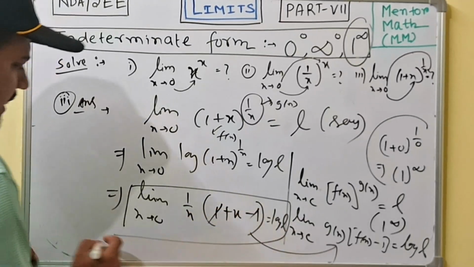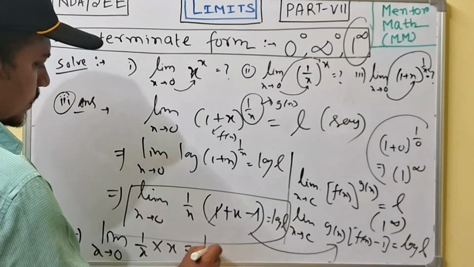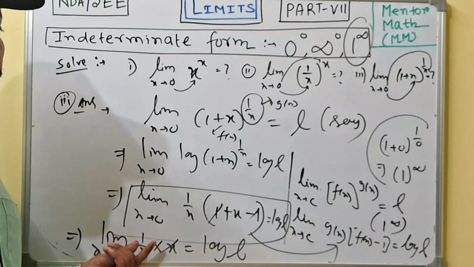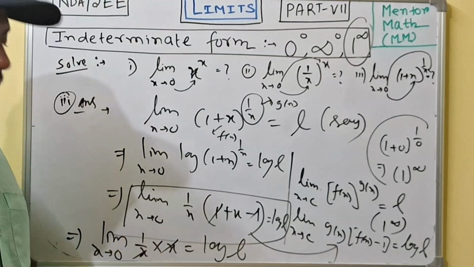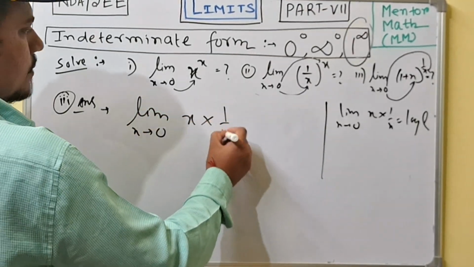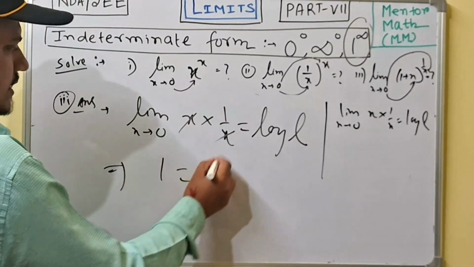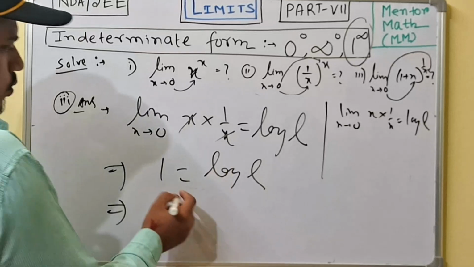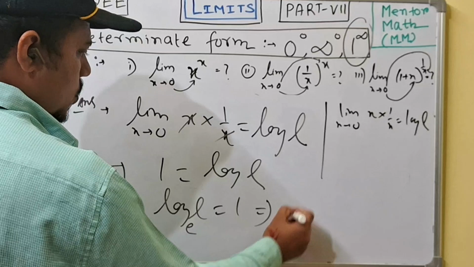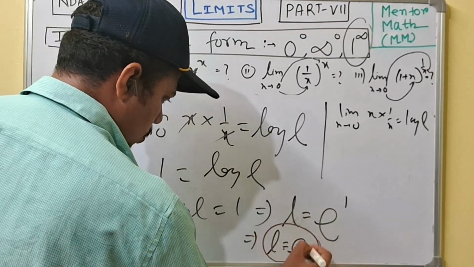Clearly the 1 cancels. Finally you get limit x tends to 0, 1 by x into x is equal to log of L. Clearly the x cancels, and directly you see the value is 1. So copy this. Now we have limit x tends to 0, x into 1 by x is equal to log of L. Clearly x cancels, you get 1 is equal to log of L, and you know that log of L is equal to 1 means, with base e, L is equal to e to the power 1. That means L is the exponential value e.